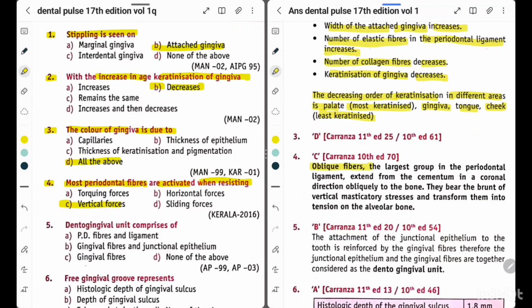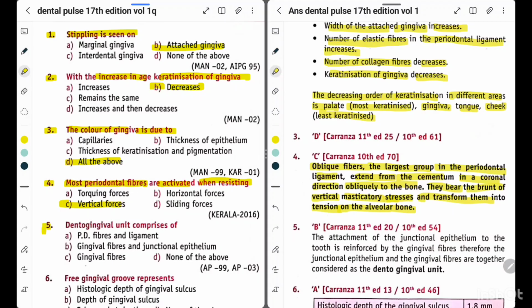Explanation: oblique fibers, the largest group in the periodontal ligament, extend from the cementum in a coronal direction obliquely to the bone. They bear the brunt of vertical masticatory stresses and transform them into tension on the alveolar bone. So most periodontal fibers, that is the oblique fibers, are activated when resisting vertical forces.